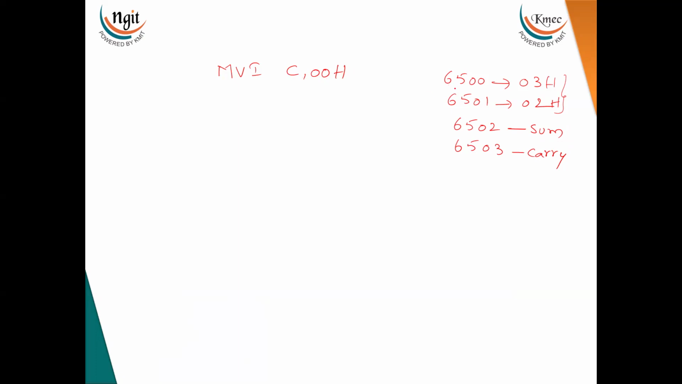Now to initialize the address, I am taking LXI H, 6500, which means the HL pair is initialized with 6500. After that, what do I need to do? The HL pair is pointing to this location, and this content I have to move into the accumulator. For that I am using MOV A, M. Now after that, the HL pair should point to the next location. For that I have to increment the HL pair.